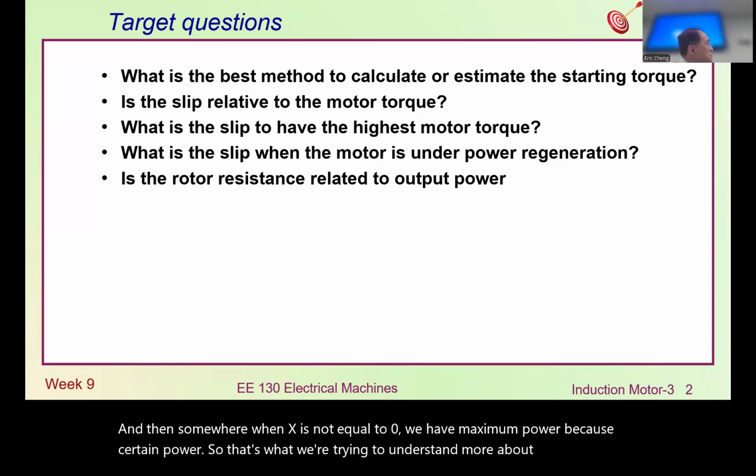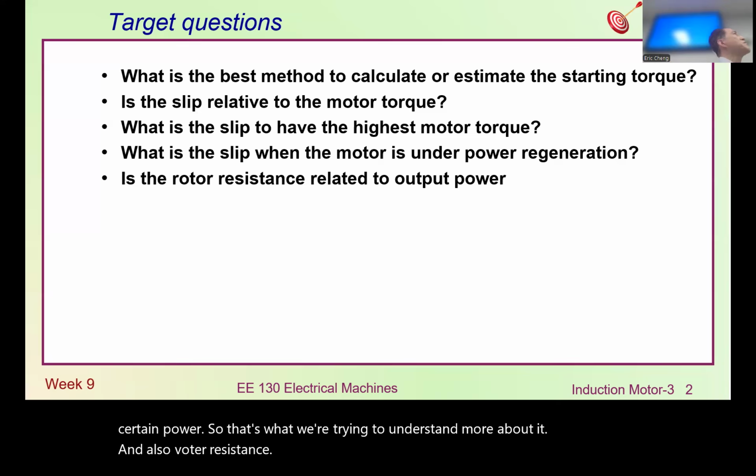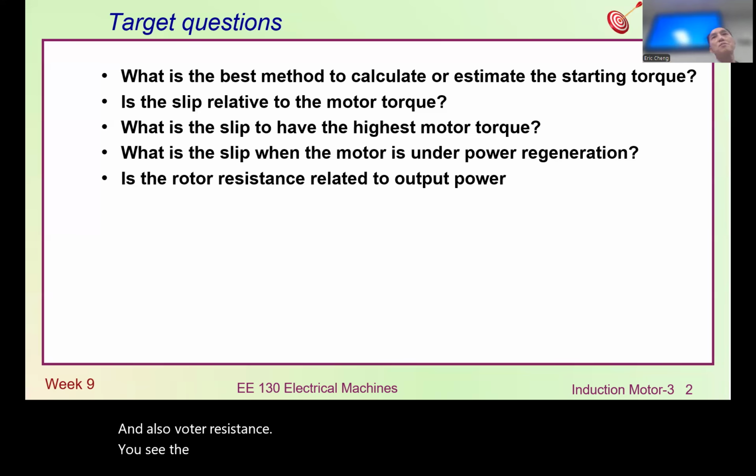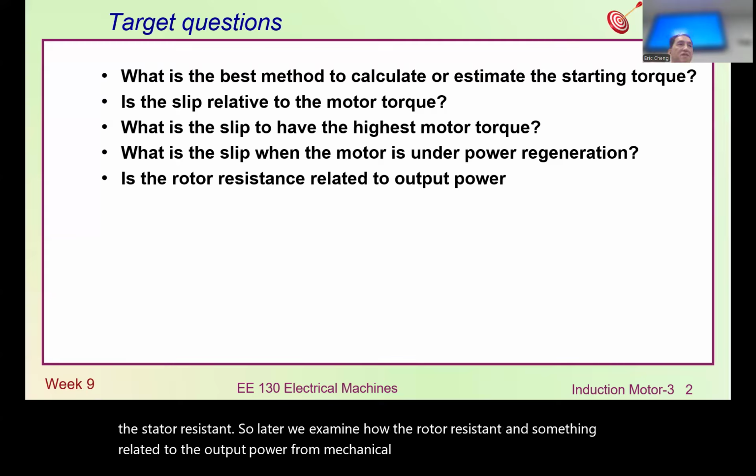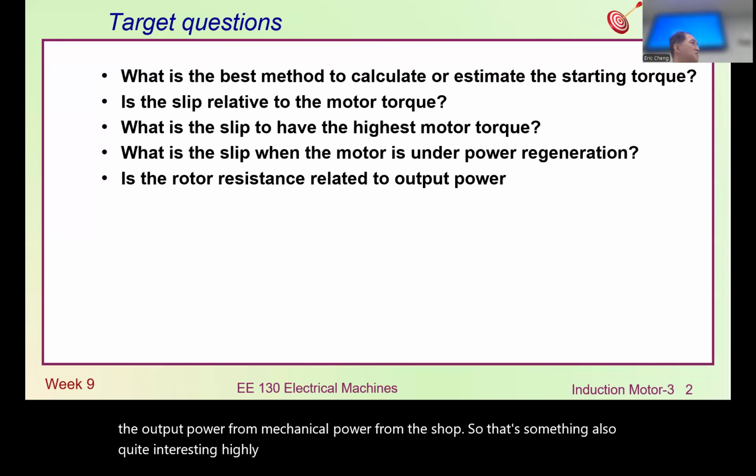And also rotor resistance. The rotor is formed by the rotor bars. We have the rotor resistance similar to the stator resistance. So later we'll examine how the rotor resistance is related to the output power, the mechanical power from the shaft. That's also quite interesting, highly related to the S and rotor resistance too. So that's something we're going to examine.